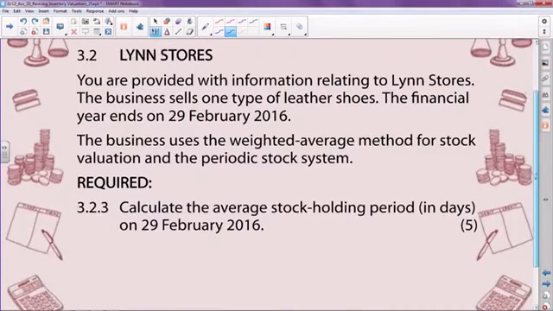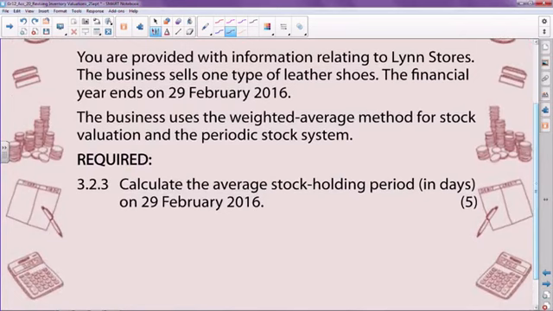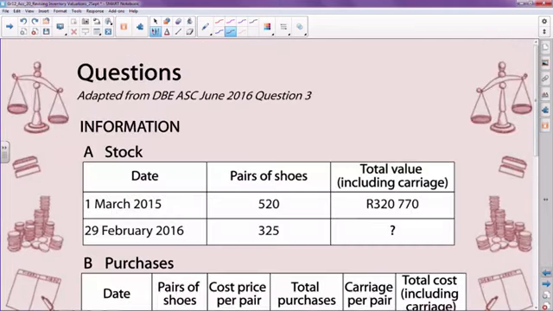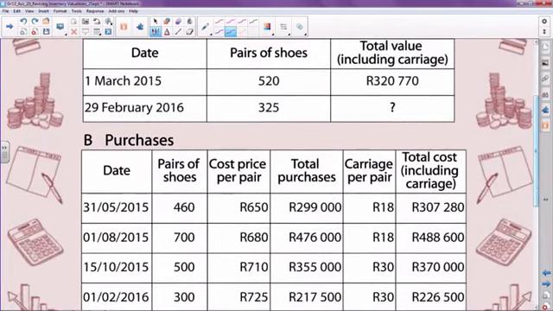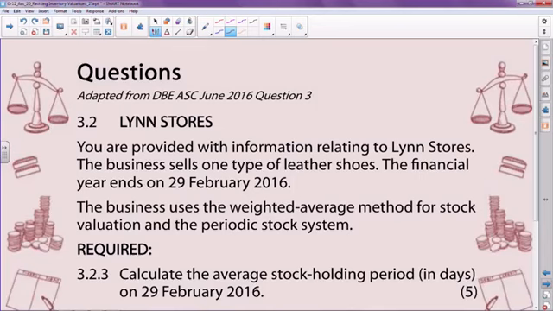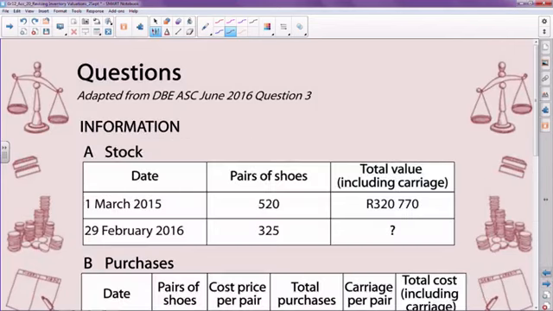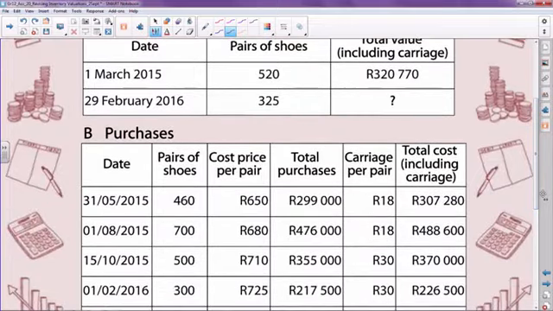Now we have to calculate, it says here, the average stock holding period in days on the 29th of February 2016. There's your information, guys, and you now have 1 minute to complete this calculation. Remember the calculation? You're calculating your average stock holding period. They want the answer in days. Go for it. 1 minute starts now.